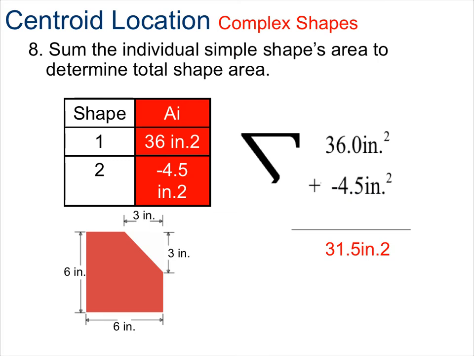In step 8, we'll take the sum of the individual shapes' areas to determine the total shape area. So the area of shape 1 was 36 square inches. In shape 2, the removable area is negative 4.5 square inches. If I add that up, I get my 31.5 square inches.